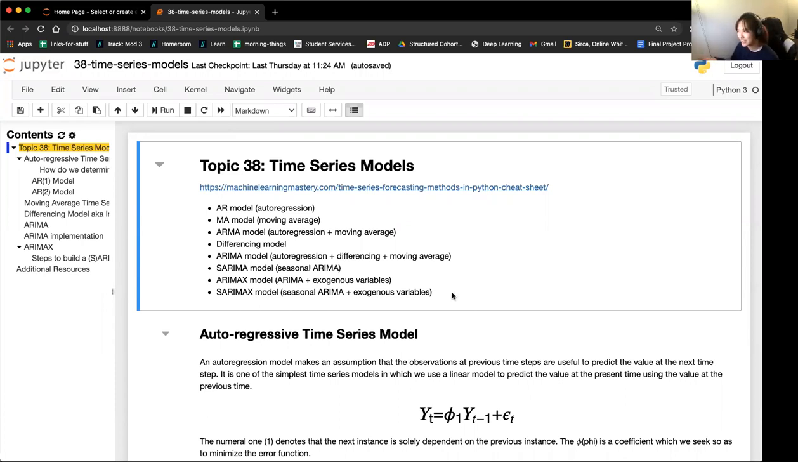So here is a non-exhaustive list of all the traditional time series models. If you click into this link here, there is a bunch more, and there's specific syntax and coding examples for each one. So I really like that link for time series. But all we're going to talk about today are, I guess, these.